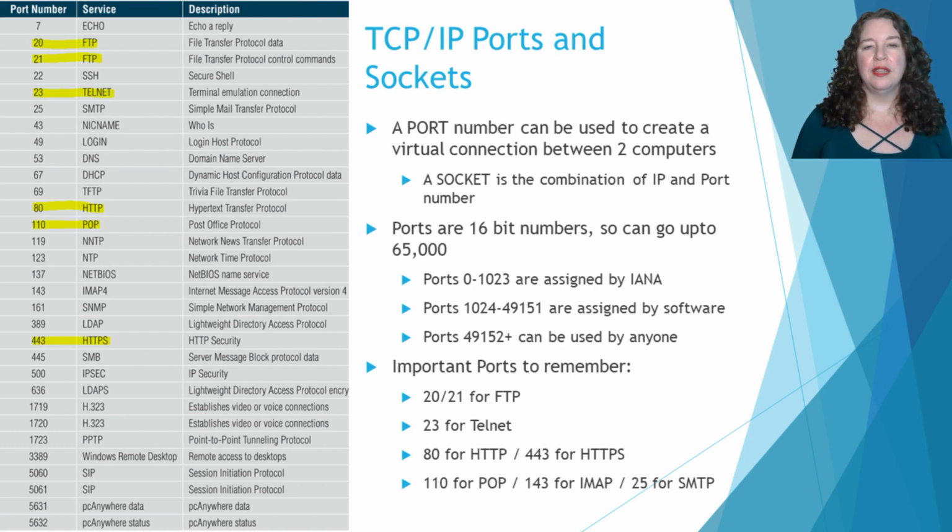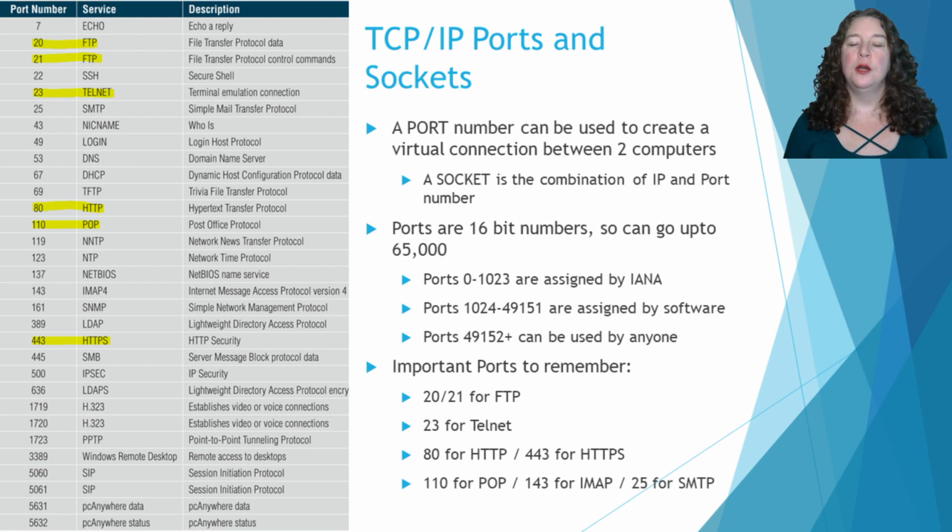Anything over 49,000 is just wide open. They're available. So you'll find things like Discord servers and World of Warcraft servers in those 60,000s because they can. Those are just available and open to anybody. Again, 16-bit numbers: 16 bits goes up to 65,000 as possible decimal versions of those numbers.